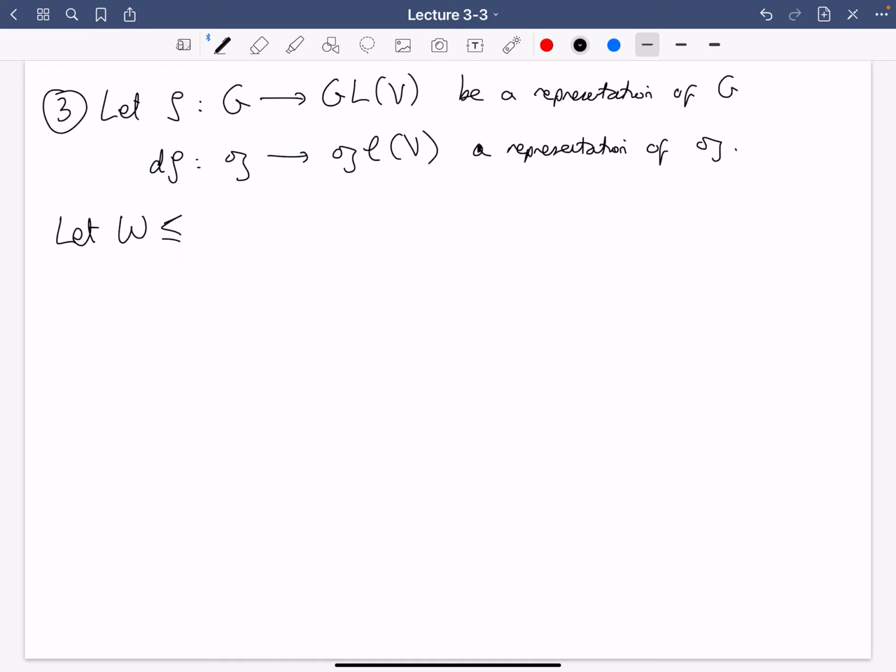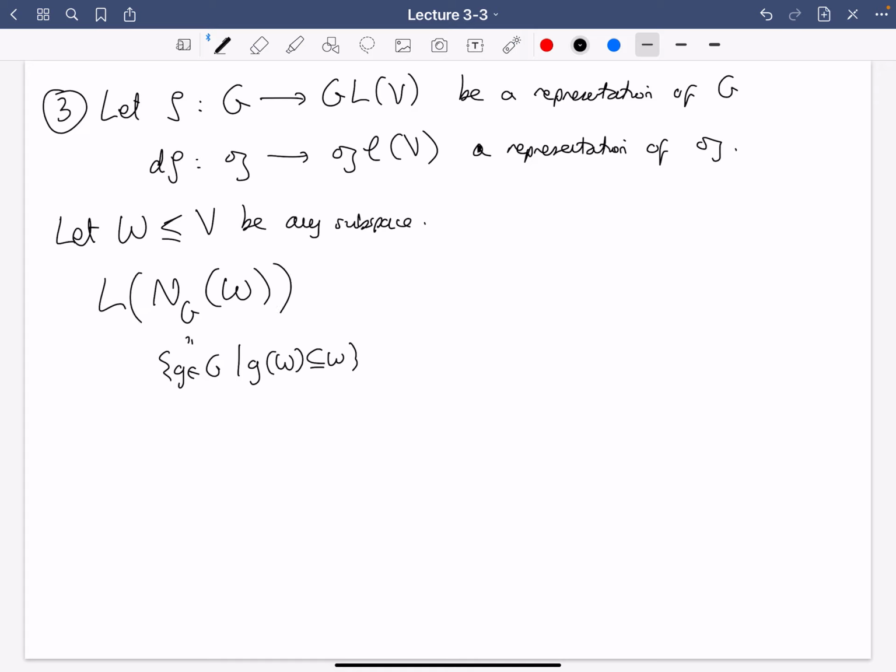Let W inside V be any subspace. And so this third consequence I want to tell you about is about the normalizer of W in G. So that means the set of all elements of G which send W into W. It's easy to see that this normalizer is a closed subgroup of G. The Lie algebra of that closed subgroup of G should be some subalgebra of the Lie algebra of G. What could it possibly be? Well, it's this Lie algebra normalizer.